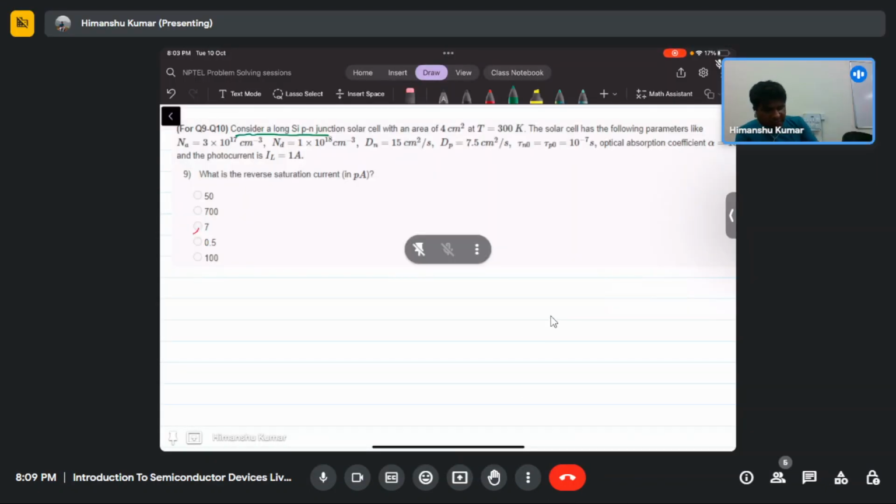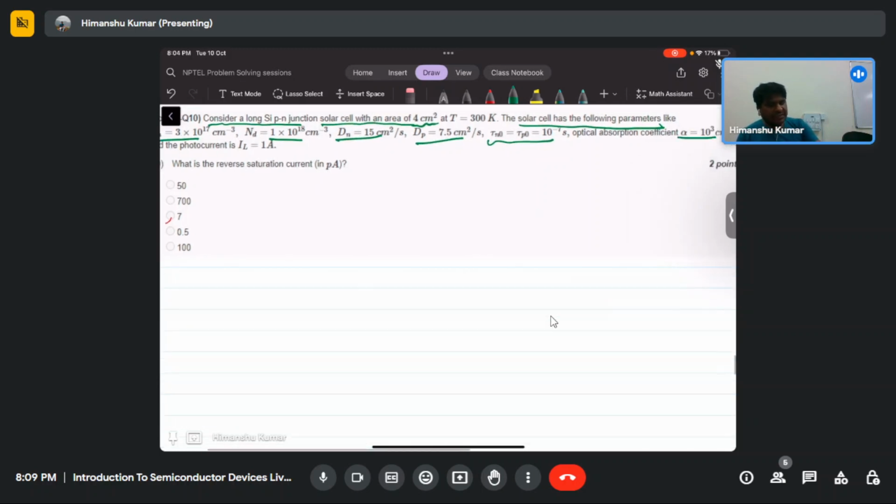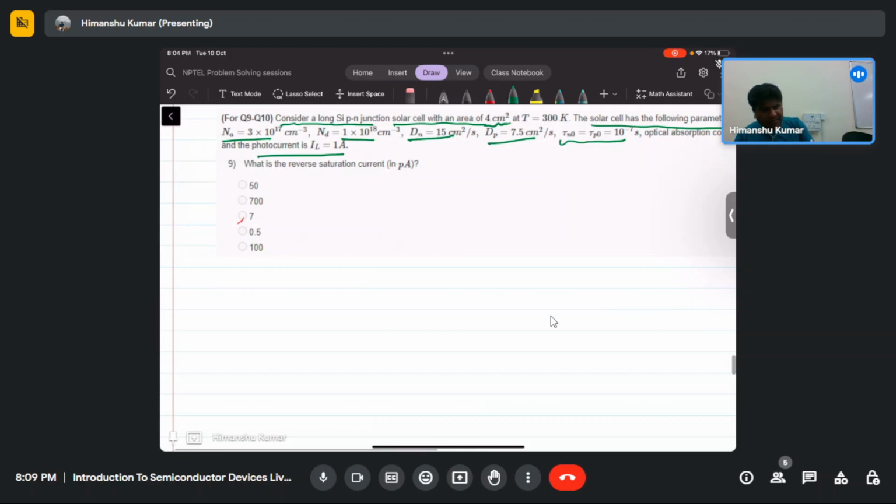Consider a long silicon PN junction solar cell with the area of 4 centimeter square. So here also area is given in centimeter square. The solar cell has the following parameters: Na equals 3 into 10 power 17, Nd is 1 into 10 power 18, Dn is given as 15, Dp is given as 17 centimeter square per second, and electron and hole lifetimes are given. Optical absorption coefficient is given as 10 power 3 and the photocurrent is alpha. So what is the saturation current in picoampere?